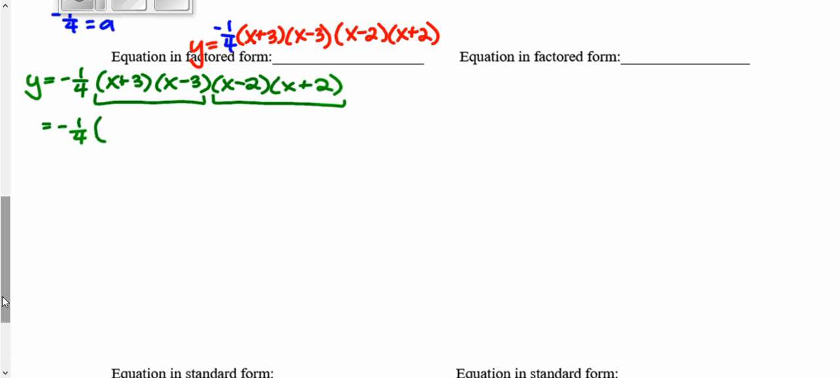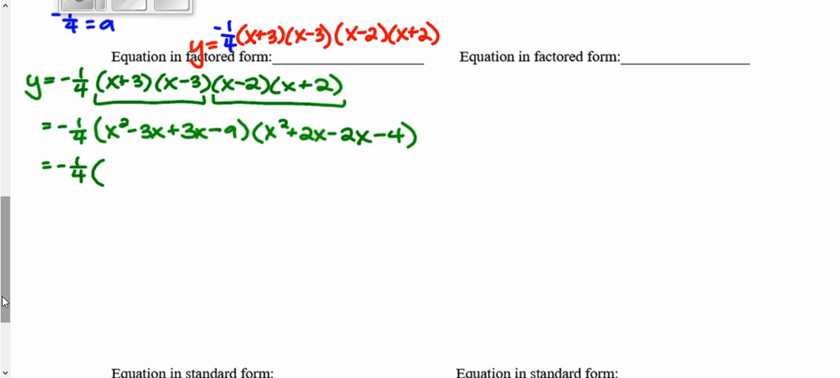Okay, so multiplying x plus 3 and x minus 3, I get x squared minus 3x plus 3x minus 9. And then multiplying together x minus 2 and x plus 2, I get x squared plus 2x minus 2x minus 4. And so this next step, I'm not doing anything new. All I'm going to do is simplify what I was just multiplying. So for example, those 2 cancel each other out. So I'm just left with x squared minus 9. And then here, the 2x and the -2x also cancel each other out. That doesn't always happen. That's actually just the difference of squares operating.